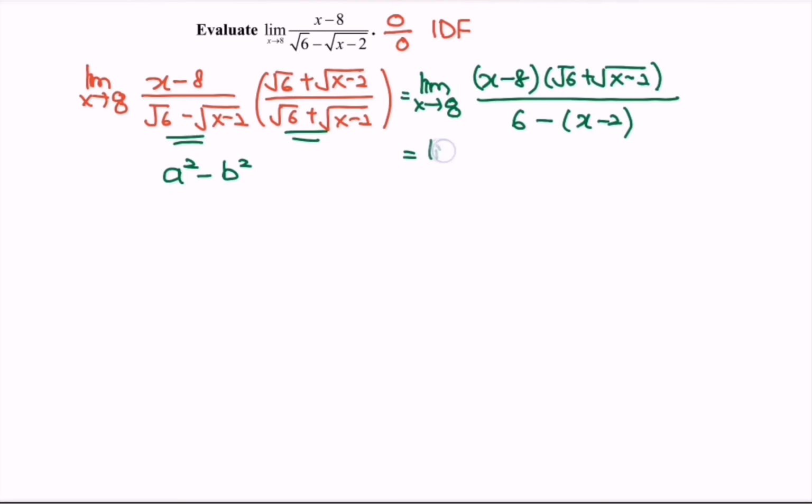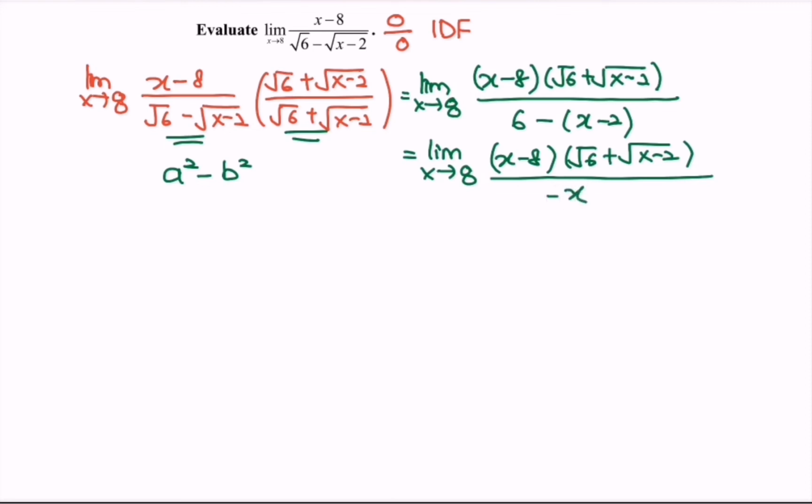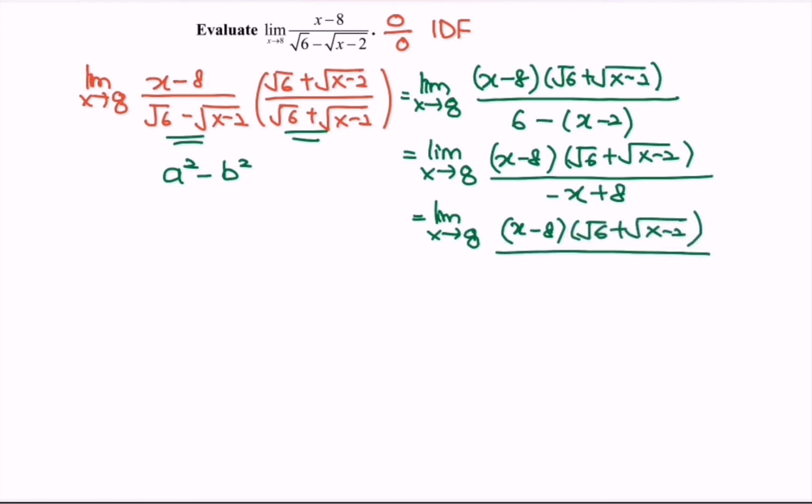Next, limit when x approaching 8. Here we have x minus 8 multiply with the square root of 6 plus the square root of x minus 2 over negative x plus 8. Kindly factorize the situation. So limit when x approaching 8, we will have x minus 8 multiply with the square root of 6 plus the square root of x minus 2 over negative bracket x minus 8. Notice that we have a common term, so we can simplify.